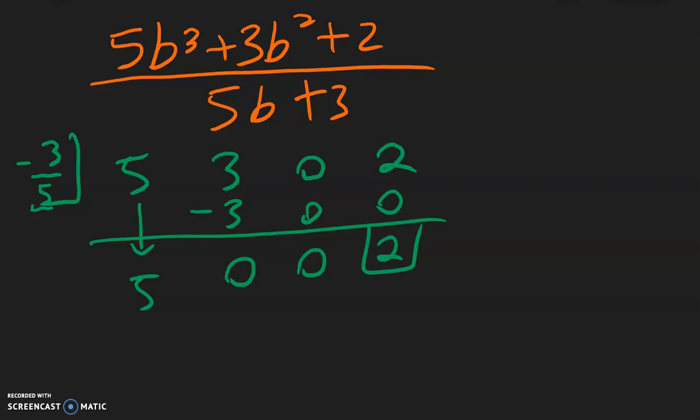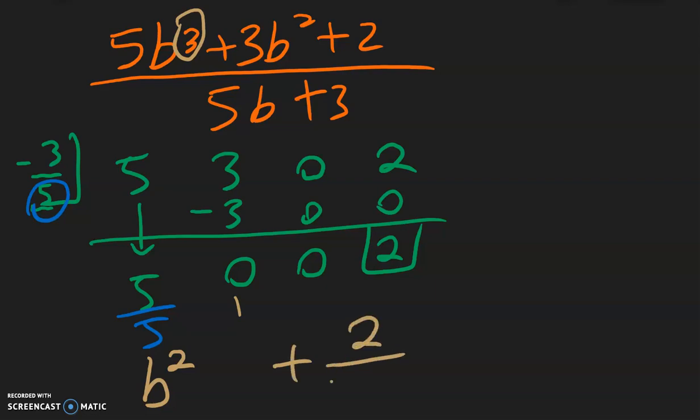Now we need to divide everything by 5. So 5 divided by 5 is just going to be 1. And we don't need to put the coefficient of 1. So this will be b. This is to the third power, so 1 less than that, b to the second power. Here is b to the first power, and here is the constant. But because they're zeros, we don't need to put anything. So all we have is b squared plus the remainder, which is 2 over the bottom, 5b plus 3.